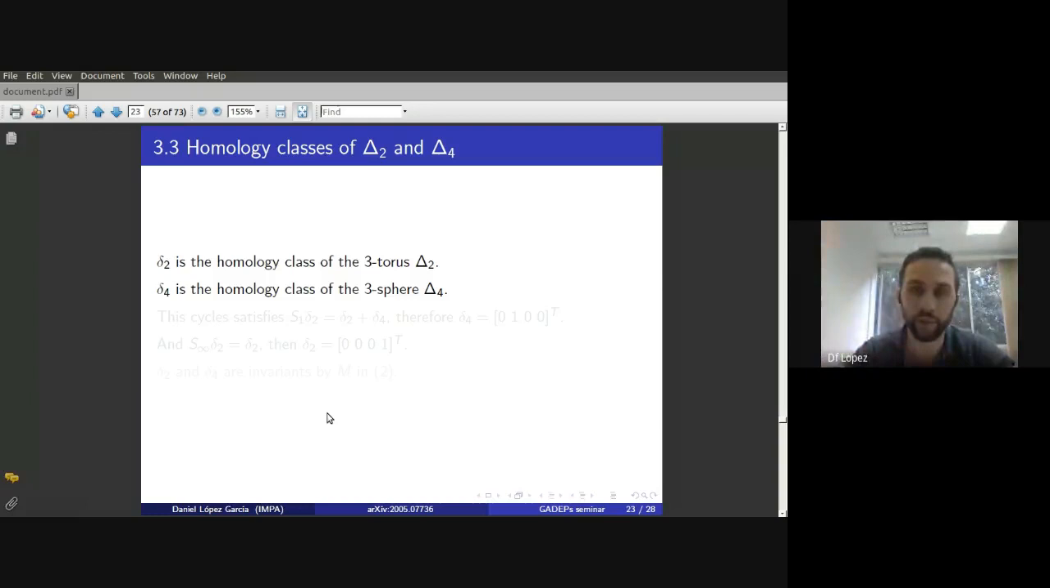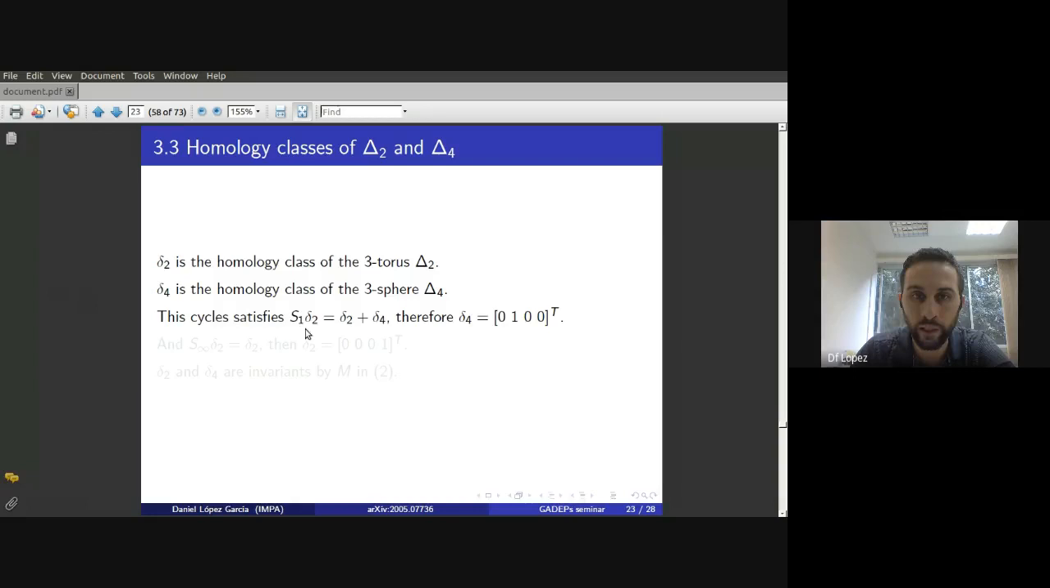So now let me give an explicit form for the homology classes associated to delta 2 and delta 4. I'm going to use delta 2 for the homology class of the three-torus, capital delta 2, and delta 4 is the homology class for the three-sphere, capital delta 4. Remember that this cycle delta 4 is associated with the degeneration around psi equal to 1. So by using the Picard-Lefschetz formula, we can compute the monodromy of this cycle delta 2 around psi equal 1, the singularity 1. And this is delta 2 plus the intersection between delta 2 and delta 4, but this is just intersecting at one point, times delta 4. So we have this explicit formula here.